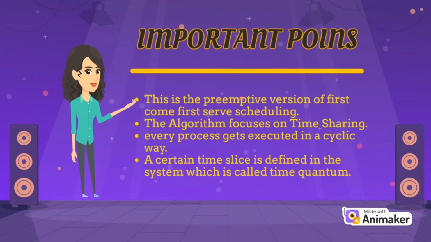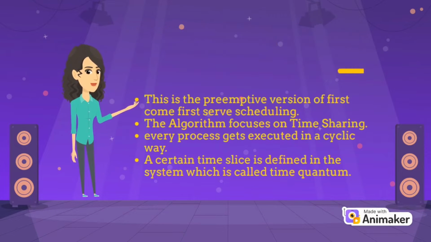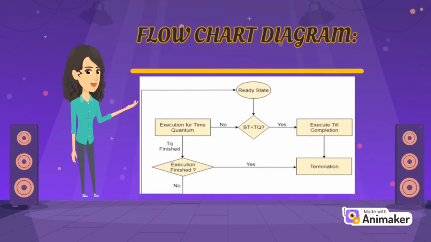In the next point, it says that this algorithm focuses on time sharing, which means that the CPU can perform more than one task at a time. Each process will get the same amount of time. Every process executes turn by turn in a cyclic way. The last point says that every process has to be executed within a certain time quantum.